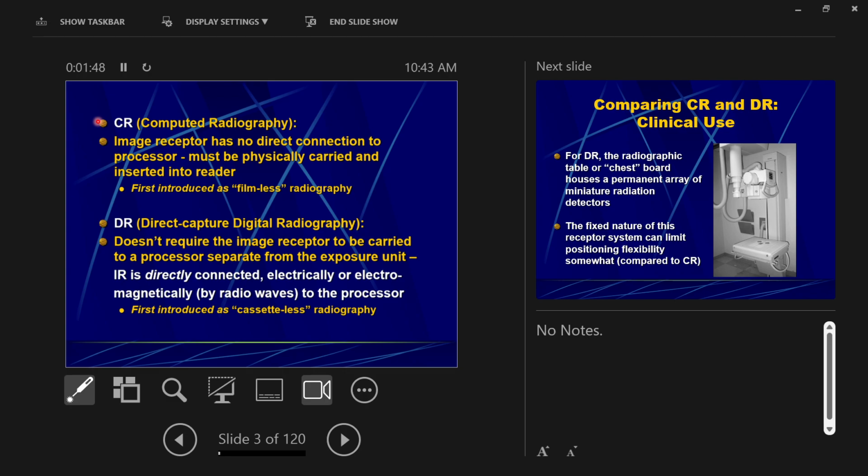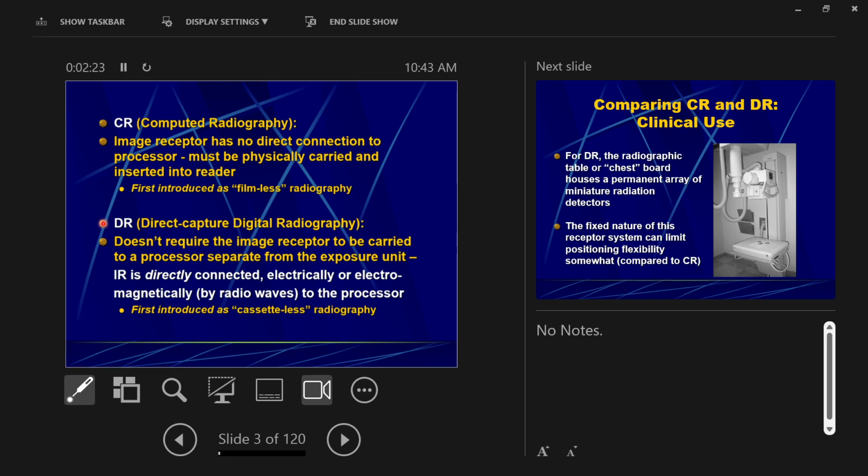The thing to remember here is that the image receptor has no direct connection to the processor. It's like a film cassette in that it has to be taken from where the patient is over to the processor and placed in the processor. This was originally called filmless radiography because it was like film, but we just didn't use a piece of film. We had something called an imaging plate, an image plate, or IP.